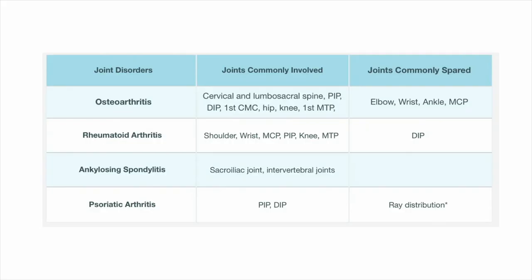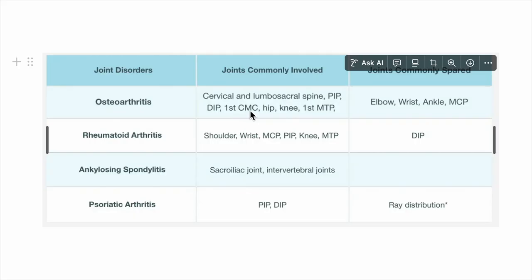So starting from osteoarthritis, classically you can see these are the joints that are involved. Starting from the cervical and lumbosacral spine in the vertebra, and it also involves the proximal interphalangeal joint and distal interphalangeal joint as well. This is very, very important because it rules out rheumatoid arthritis, where the distal interphalangeal joint is not involved. And in osteoarthritis, after PIP and DIP, the first carpometacarpal joint is also involved.